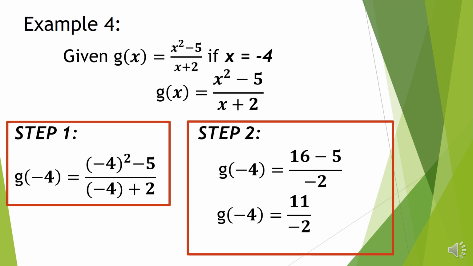Then, since we have observed that 11 over negative 2 is already in its simplest form, we can now arrange the negative sign, writing it along with the vinculum or at the center. So, the final answer is negative 11 over 2. So, this is now the value of g of negative 4.